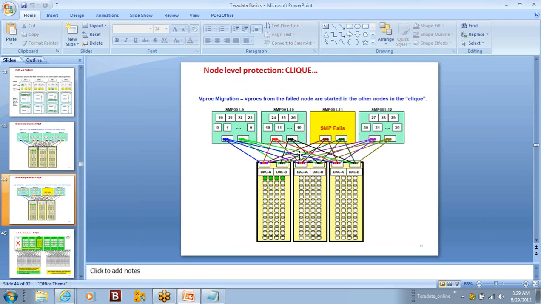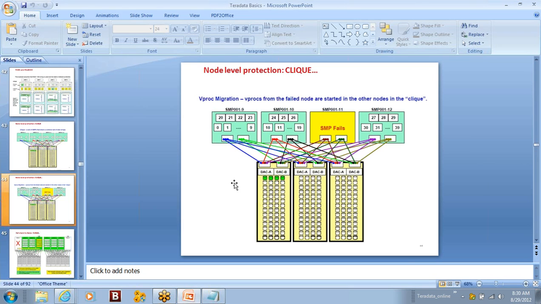So in the earlier state, when an SMP failed, we had to reboot the system. The virtual processors would be redistributed, and when this SMP comes back after repair, again a reboot is required, so that all virtual processors will be distributed across all the nodes within the clique. So in this type of configuration where we don't have a hot standby node, we need two reboots in case of a node failure, but still we can continue accessing the data with lesser performance.